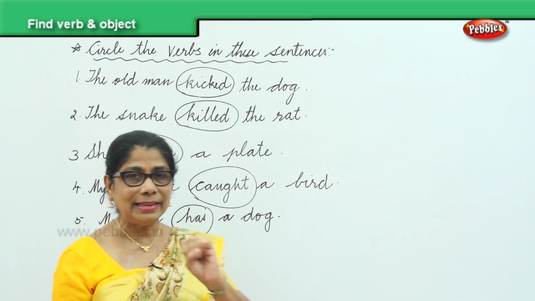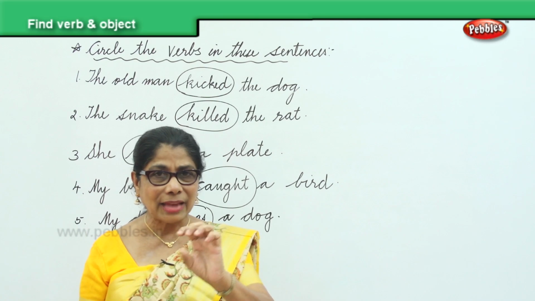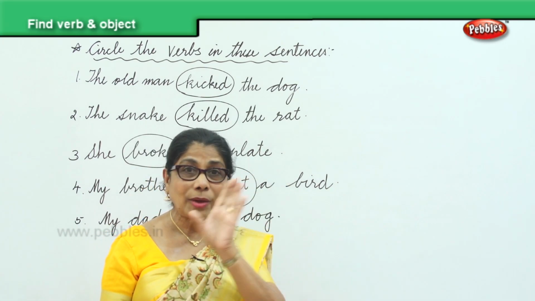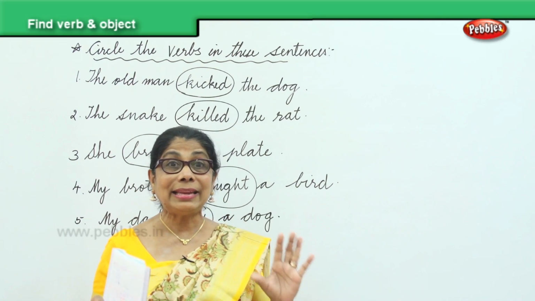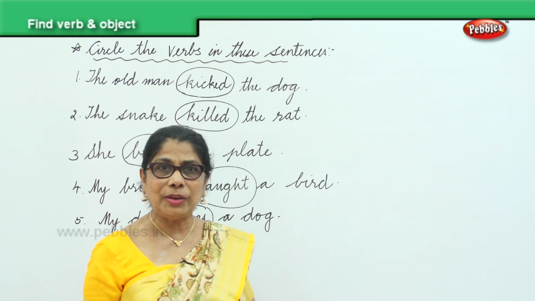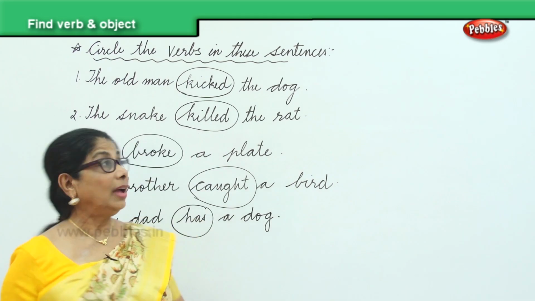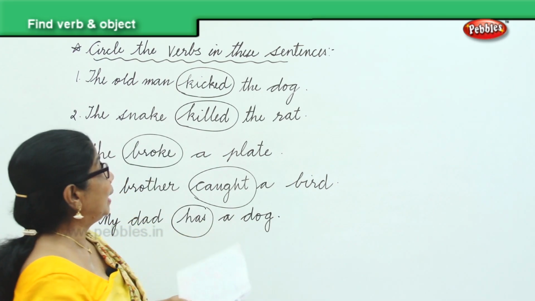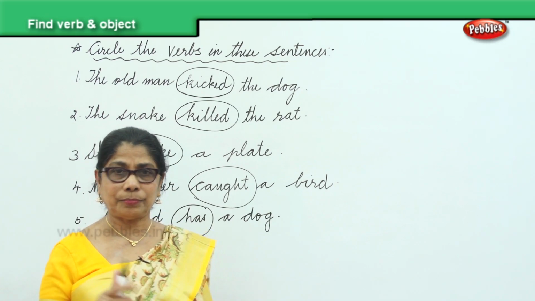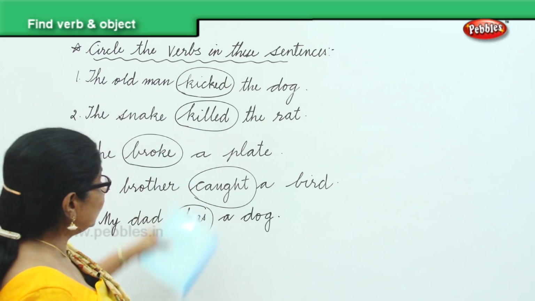In every sentence, there is a subject. There is an action done to the object. So you have an object, you have a verb, you have a subject. 3 parts in a sentence. Learning to identify the verb is what we have done now. Next, we will underline the objects. Okay? Now you circle the verbs.